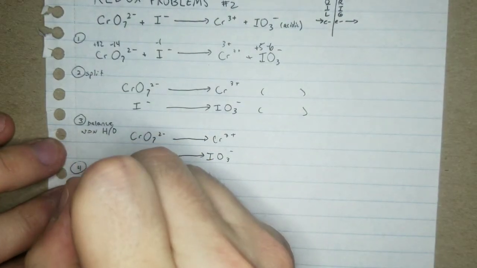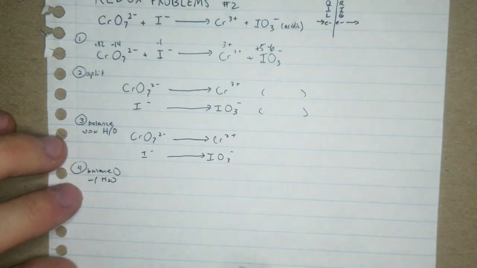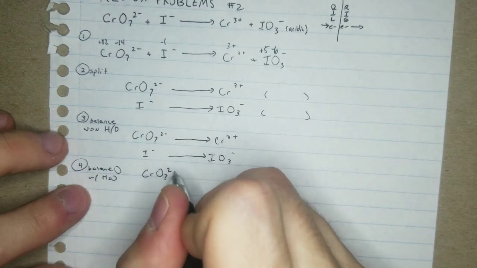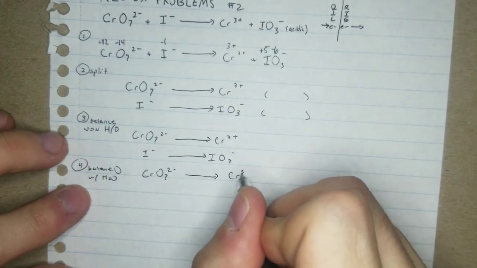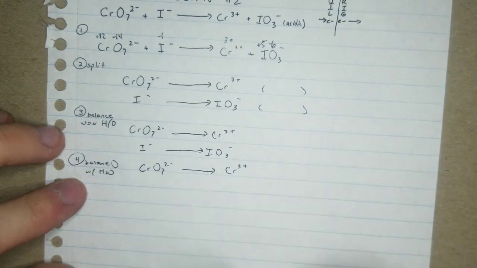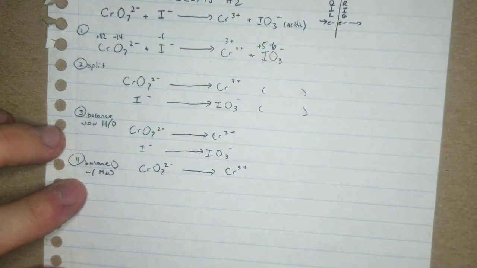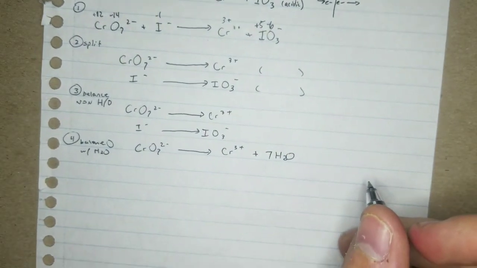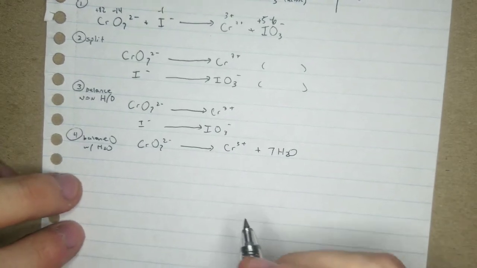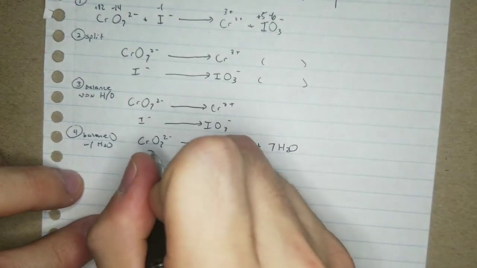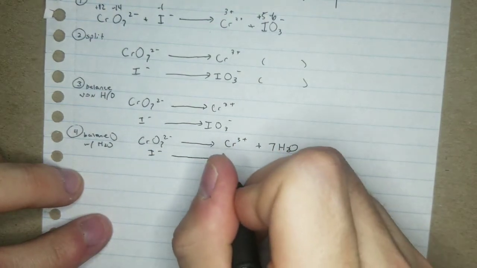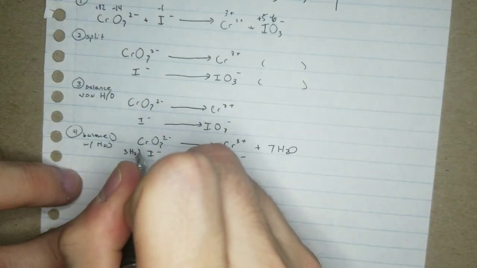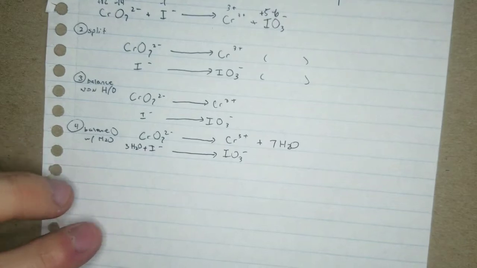Step 4, balance the O with water. So we're going to have Cr2O7 2 minus yields Cr3 plus. Now there's 7 oxygens here, and there's only 1 oxygen per water molecule, so we're going to have to add 7 H2O over here to balance those oxygens. Now on the next one, I minus yields IO3 minus, so we have 3 oxygens over here. We're going to have to add 3 H2O over here to balance out those oxygens.